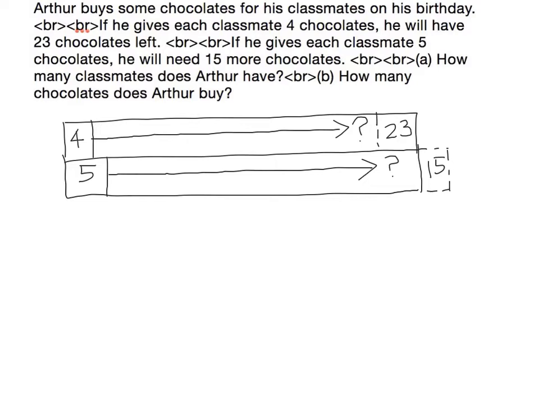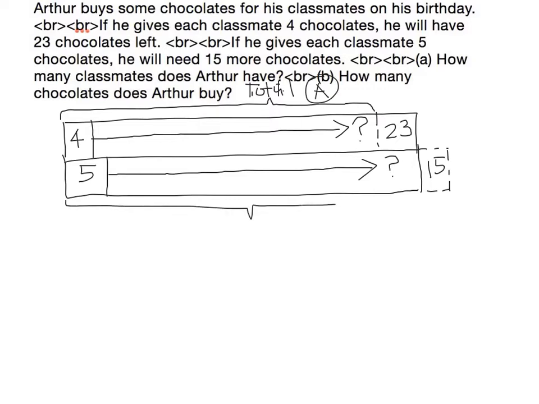So how many chocolates does he need? In the first situation, he needs from here all the way to here. This is the total he needs in situation A. So let's call it total A. And this is what he needs in situation B, so we shall call this the total B.